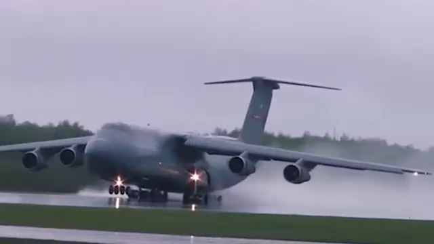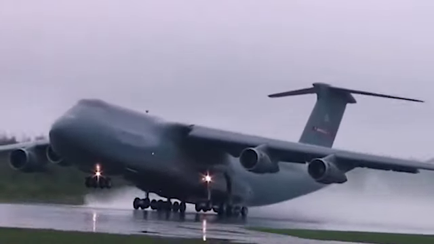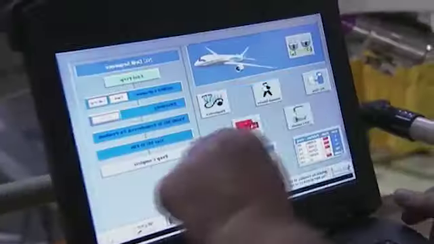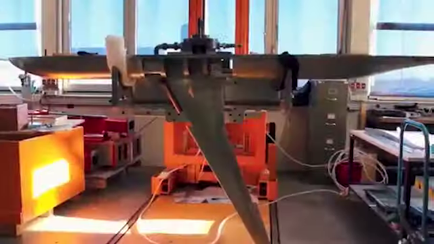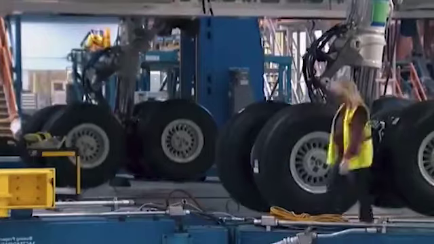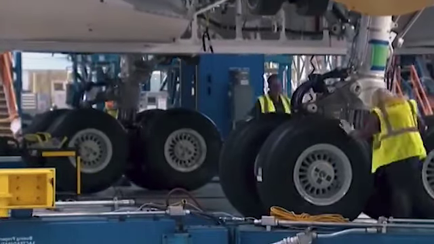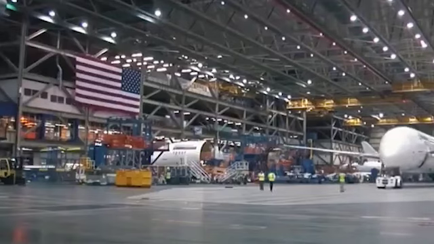One of the most important aspects of airplane design is aerodynamics. Engineers use computer simulations and wind tunnels to test and refine the design, ensuring that the airplane will be able to fly efficiently and safely. They must also take into account other factors, such as the weight and balance of the airplane, the placement of the engines, and the materials that will be used in construction.